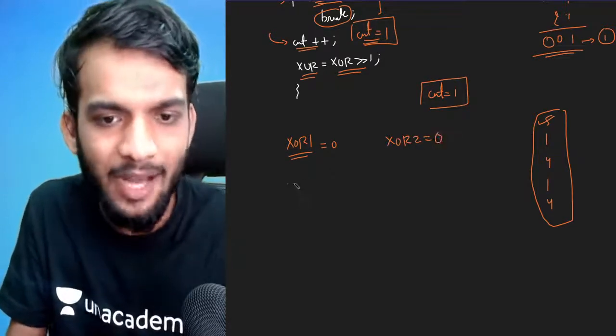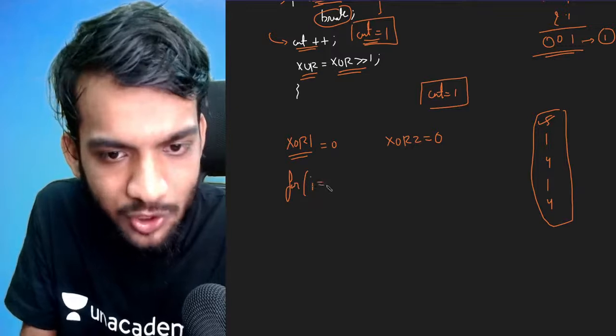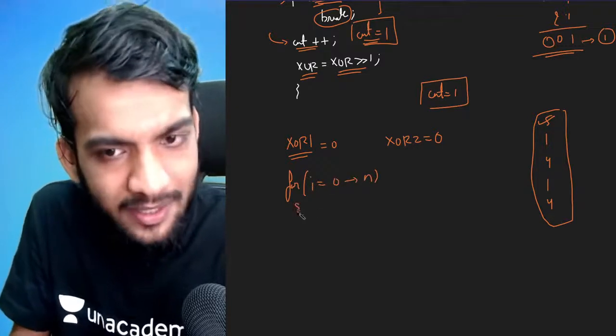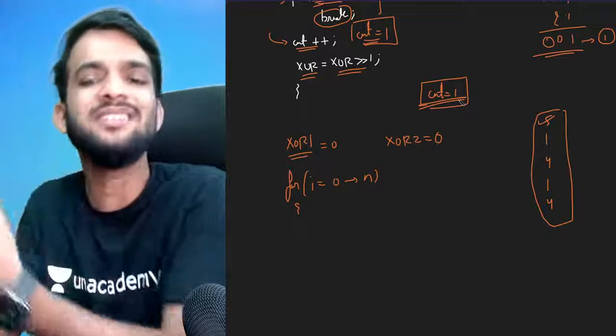right? And now what I'll do is, I'll reiterate i equal to 0 till n. And what I'll check is, is this first bit set or not?